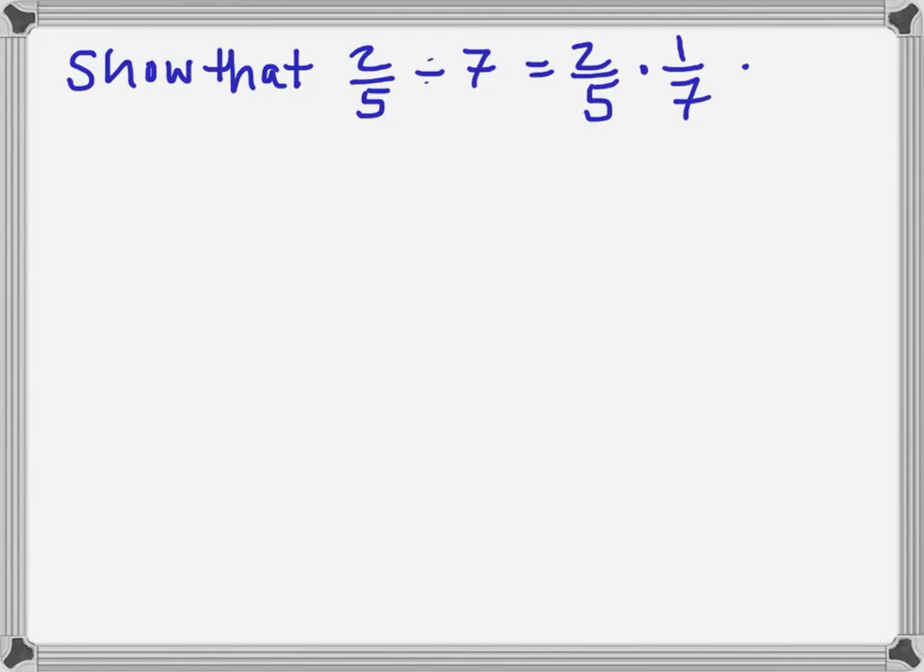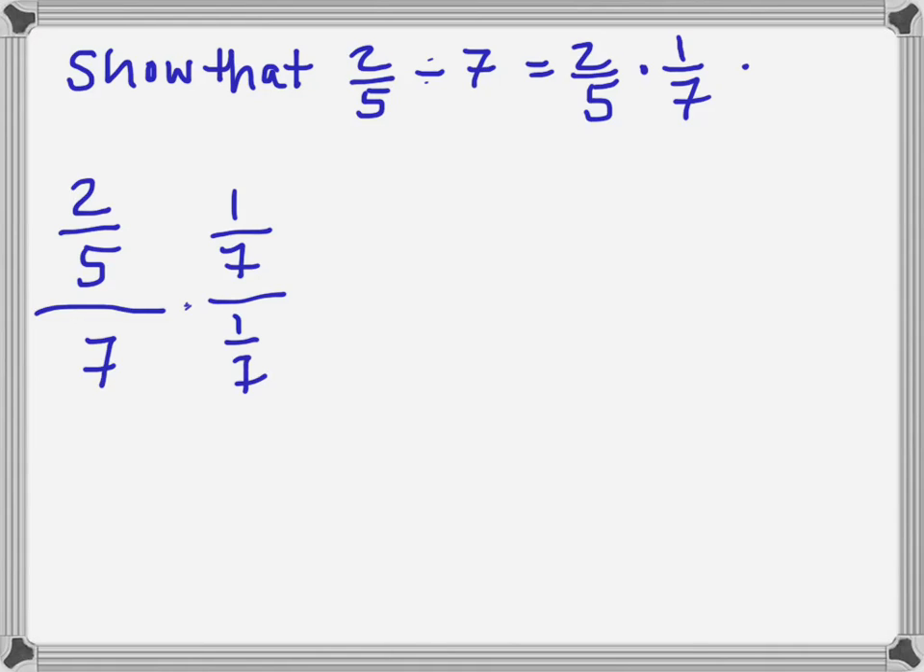Alright, let's try it with one more example. Show that 2/5 divided by 7 equals 2/5 times 1/7. Alright, so I'll rewrite this. This is 2/5 divided by 7. Right? And then using the identity property, I'm going to multiply this by 1. And I'm just going to choose to do 1/7 over 1/7 because I can see where I'd like to end up. I'd like to use the reciprocal of this 7 so that my denominator will cancel out and just be a 1.